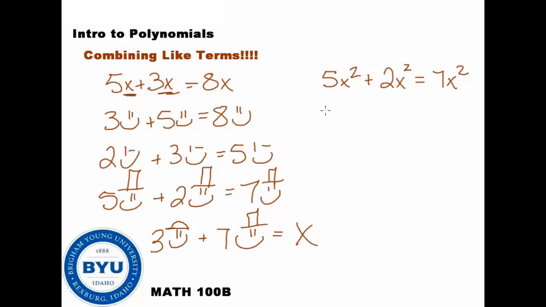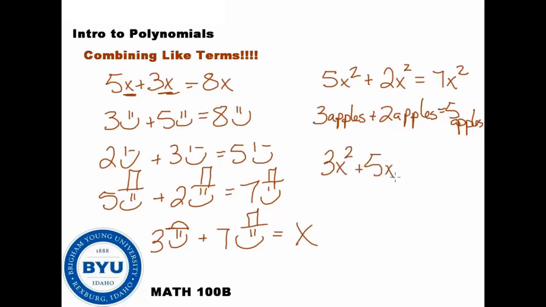3 apples plus 2 apples. Apples are the same, so we get 5 apples. Again, when we combine like terms, you can add and subtract things as long as they are exactly the same. Okay, so can I combine 3x squared plus 5x cubed? No! They're wearing different hats. You cannot combine those. So just remember, when we're combining like terms in polynomials, you're going to add the things that are exactly alike. And if they're not alike, then you just leave it the way it is.